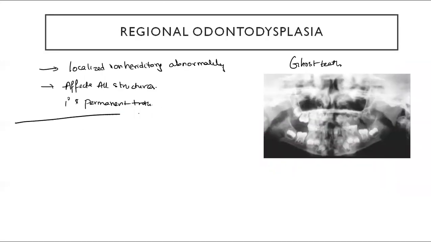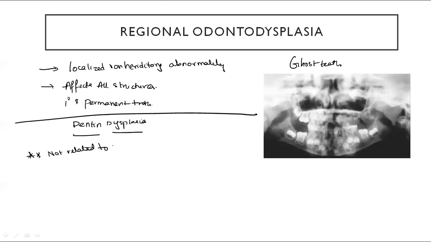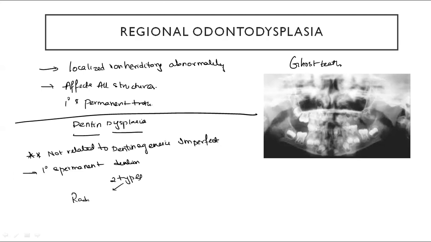So another thing that is important and I want to discuss is dentin dysplasia. What happens in dentin dysplasia is it is an autosomal dominant disease of the dentin that is not related to dentinogenesis imperfecta. So we have studied that Turner's hypoplasia is related to enamel hypoplasia, but dentin dysplasia is not related to dentinogenesis imperfecta. It affects both primary and permanent dentition. All right, now there are two types of dentin dysplasia. One is radicular dentin dysplasia. Another one is coronal dysplasia.